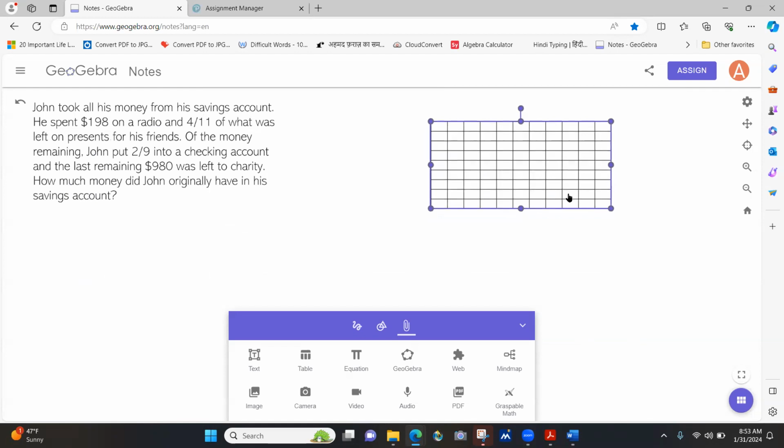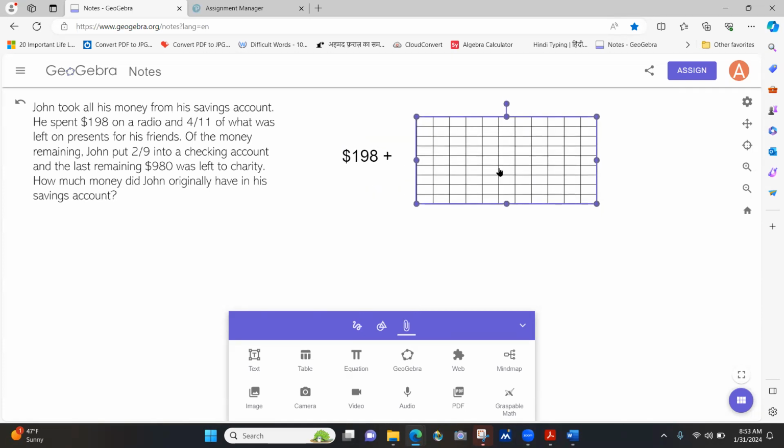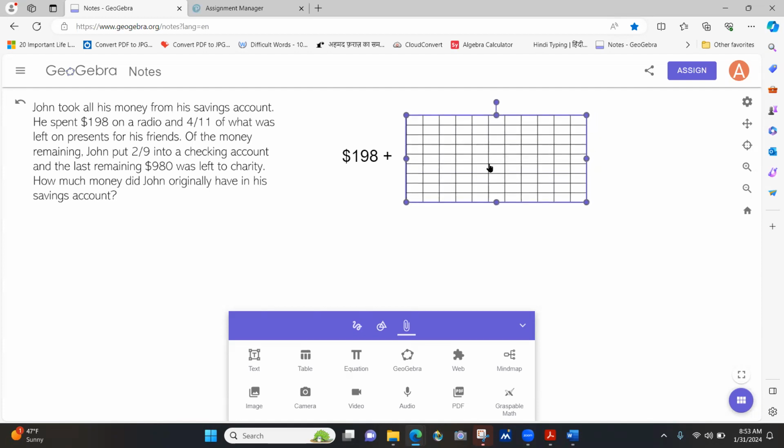So what did he do? He took all of his money and spent $198. I'm going to write 198 right here. I'm going to put a plus. Then he had a certain undisclosed amount of money. Okay. That undisclosed amount of money is being represented by this 9 by 11 rectangle. I know it's a little tedious, but I'm going to do it visually because it makes a lot more sense to do it visually. What happened, guys?